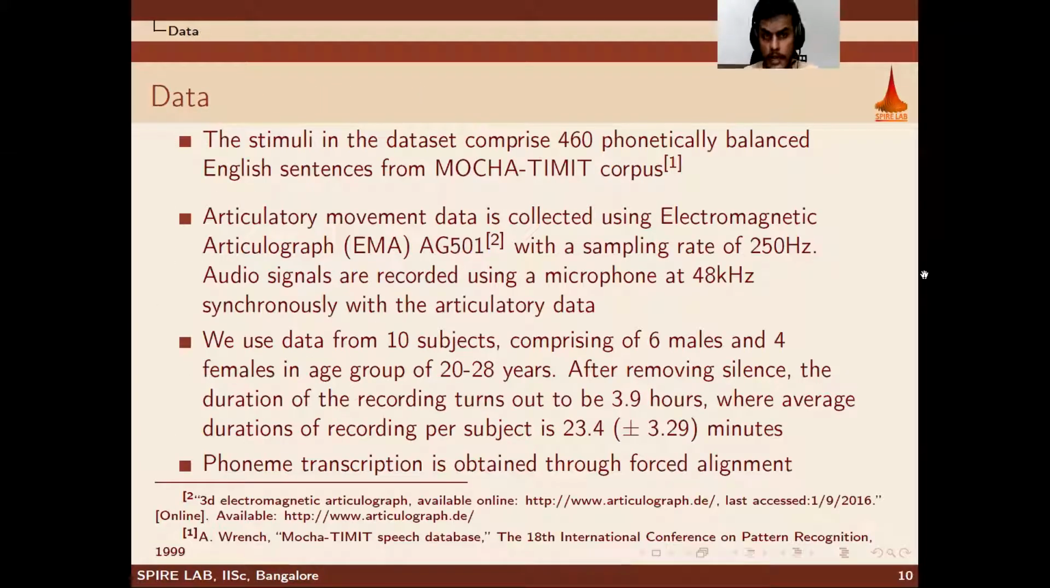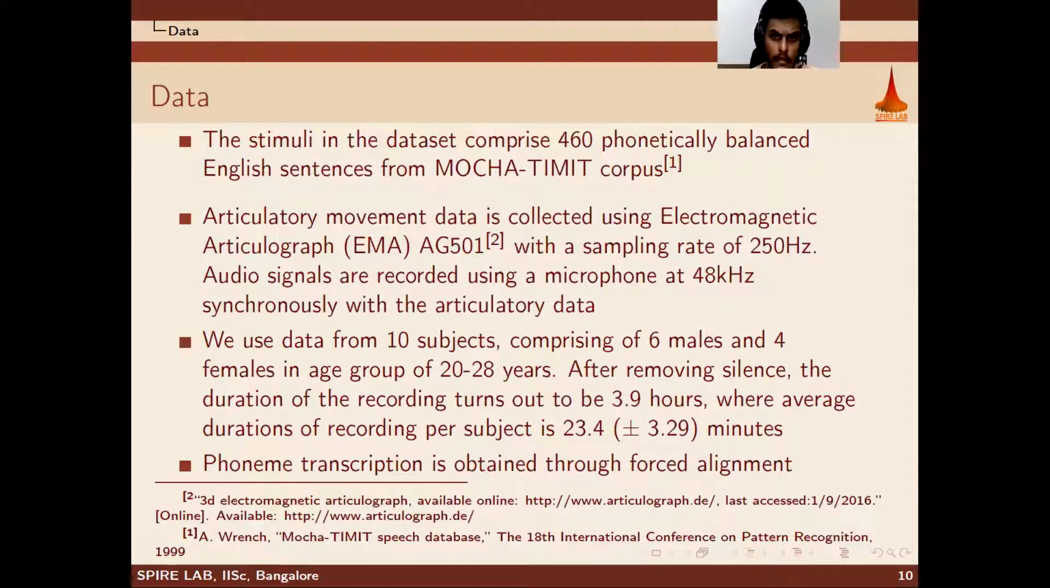Now, talking about the data set, the stimuli in the data set consists of 460 phonetically balanced English sentences from the MOCHA-TIMIT corpus. Articulatory movement data is collected using electromagnetic articulograph AG501 with a sampling rate of 250 Hz. Audio signals are recorded using a microphone at 48 kHz synchronously with the articulatory data. We use data from 10 subjects comprising of 6 males and 4 females in age group of 20 to 28.